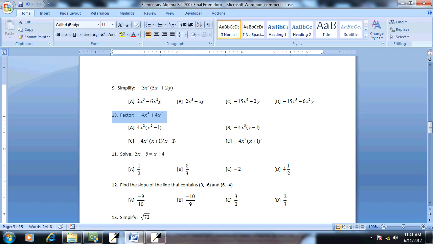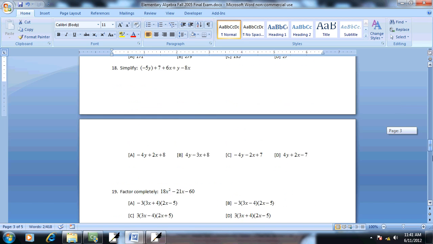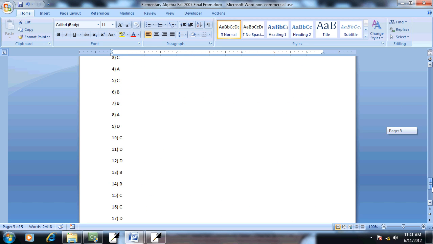Let's see which one it matches. Negative 4x squared, x plus 1, x minus 1. Matches C. So 10C.